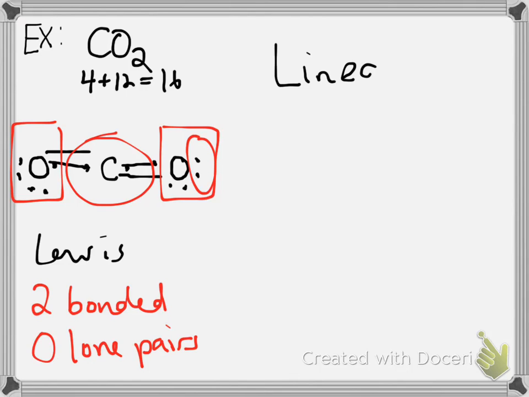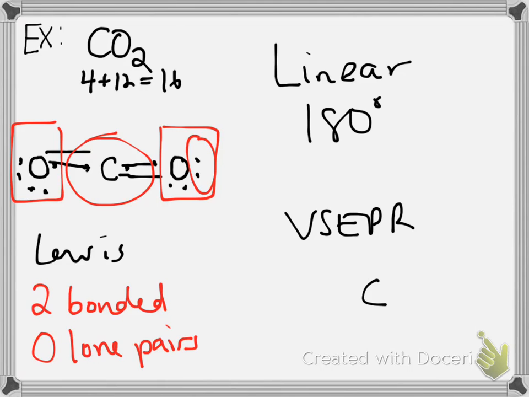And we just said linear has what bond angles? 180 degrees. Okay? When I draw the VSEPR structure, again, it's going to look exactly the same, except I don't show any of the other stuff. I just draw it like that. Okay, that's my VSEPR structure for linear with two things attached.